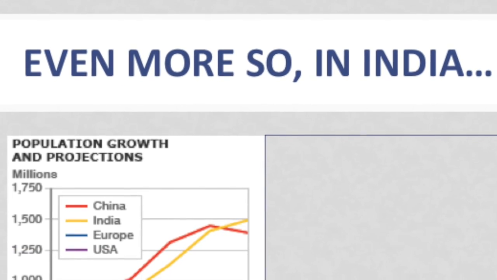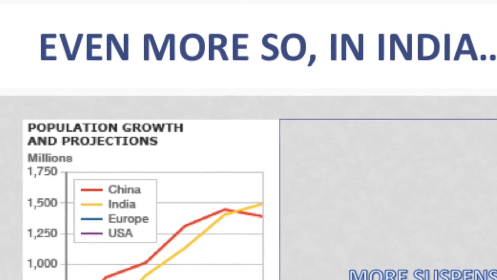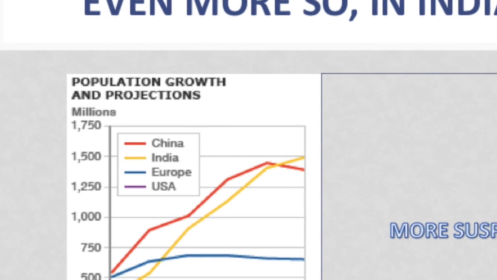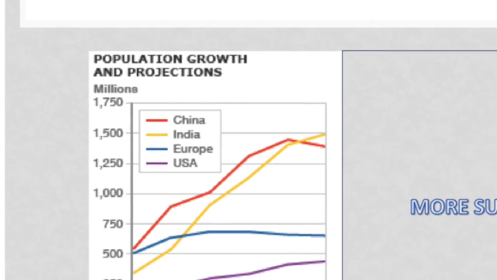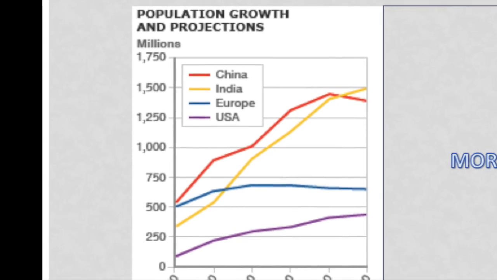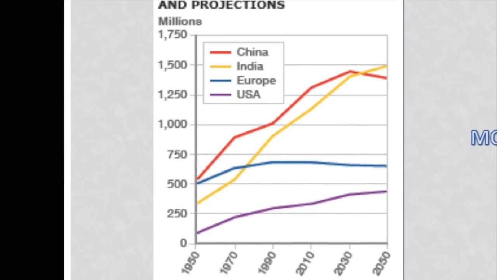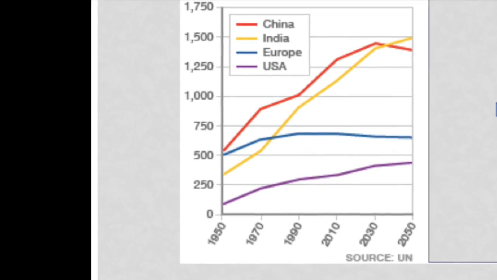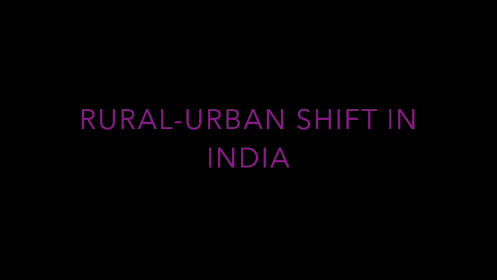Closer home, India and China have been leading the world population growth for the last 70 odd years. China's population growth is slowing and perhaps will start declining 2030 onwards. India, however, will continue to rise for some more years. Let's take a quick look at the rising urban population in India.